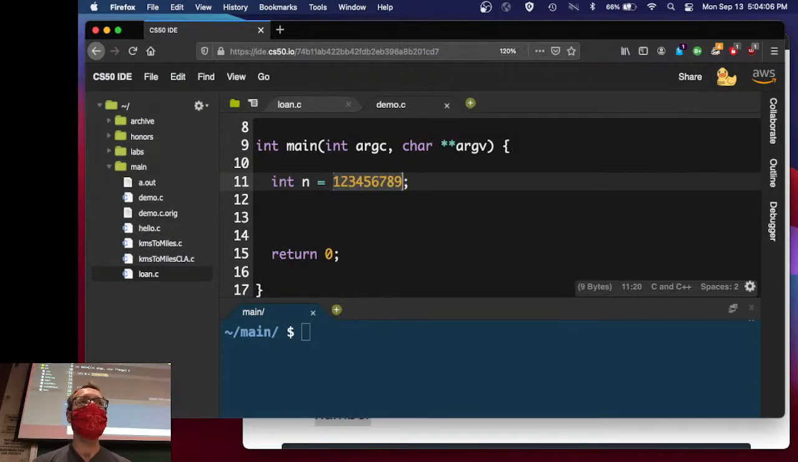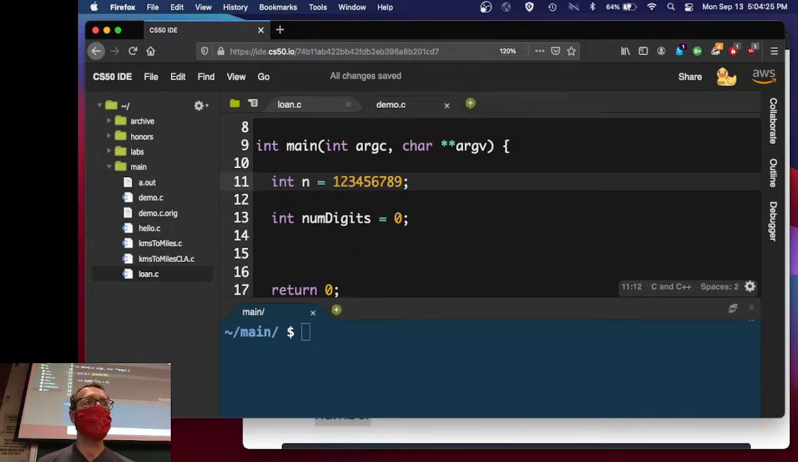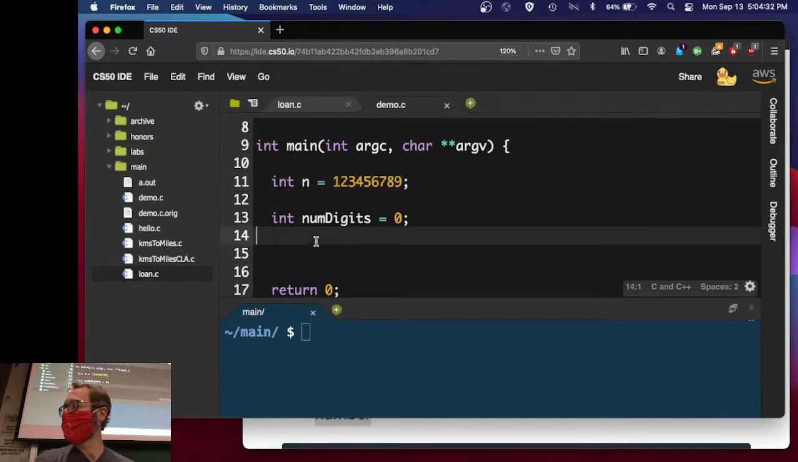Just for this particular example, though, we know that the answer should be 9. There should be 9 digits in this thing, okay? So I want to write a loop control structure here to compute that. I want to count the number of digits, num digits, and I'll start out with 0. And then I'll go along and there's 1 digit, there's 2 digits, there's 3 digits, etc., until I get to the end, and I will report how many digits there are, okay?